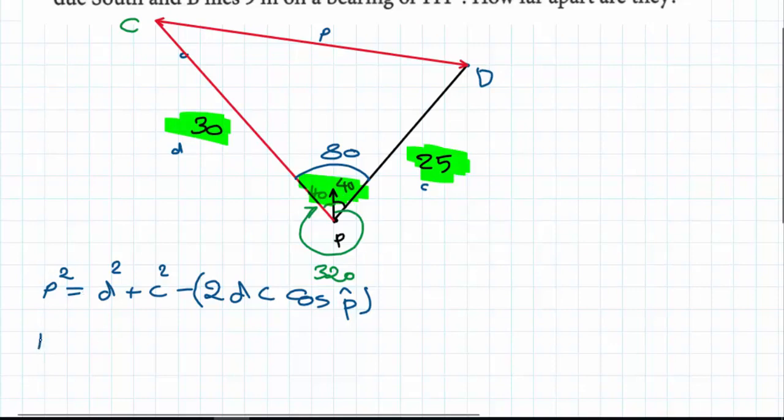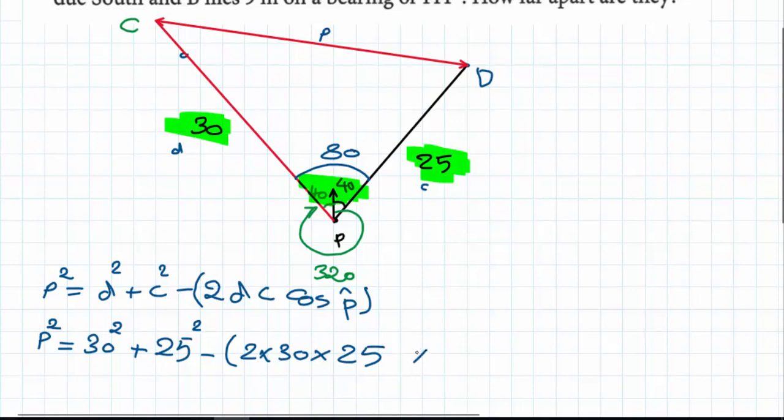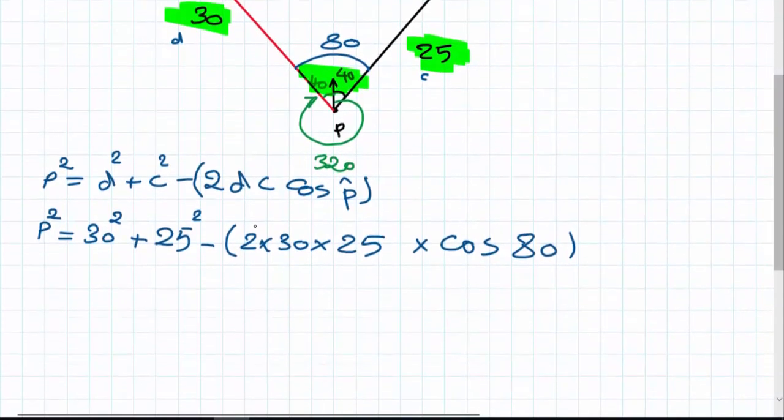P is missing, it stays as p squared equals d squared is 30, so it will be 30 squared, plus c is 25, it will be 25 squared, minus 2 times 30 times 25. Then the result, 2 times 30 times 25, then this result times cosine of angle P, which is 80 degrees. Let's use a calculator to calculate these. What we will get from this is p squared, and to get p we need square root.